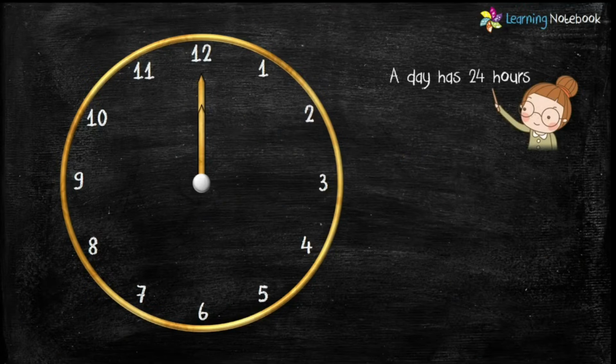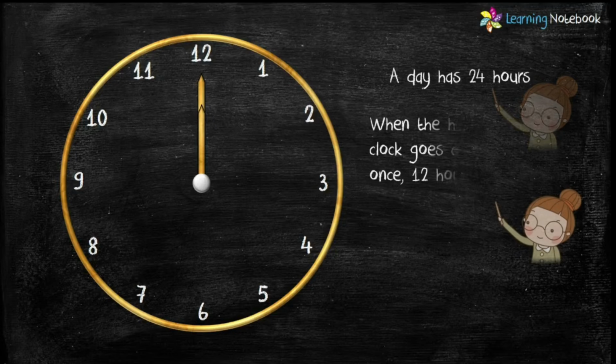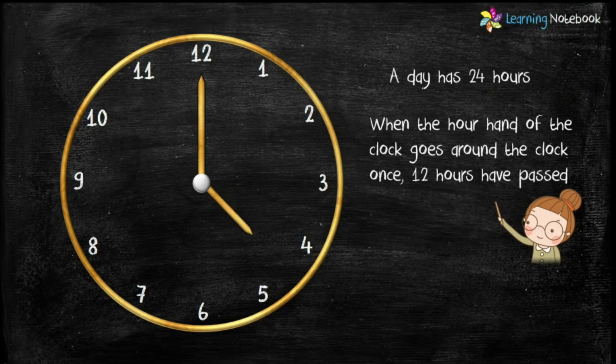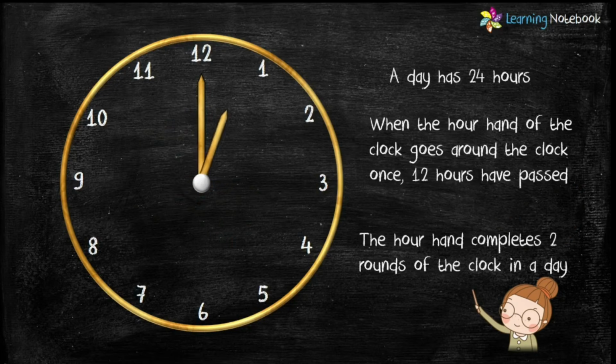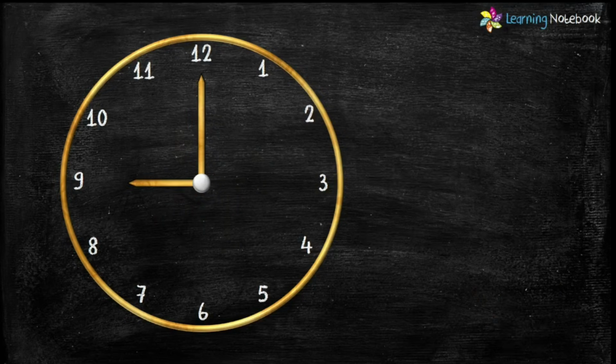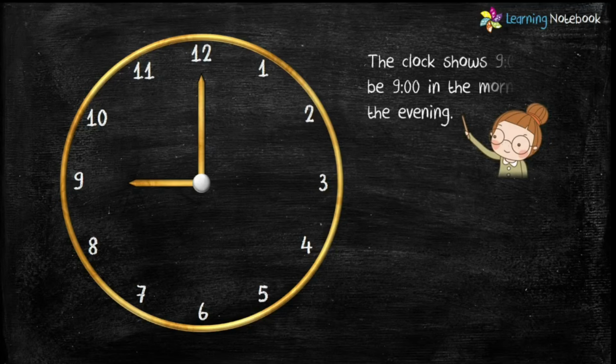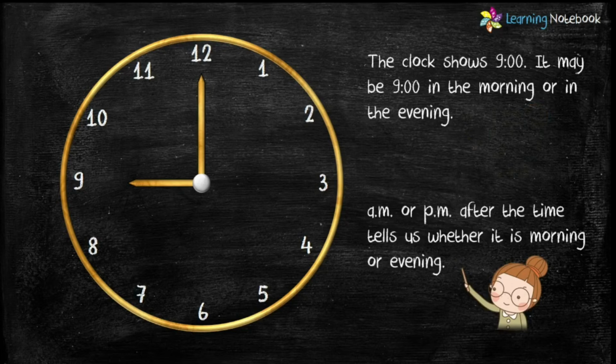Students, as you know, a day has 24 hours. When the hour hand of the clock, which is the shorthand, goes around the clock once, 12 hours have passed. The hour hand completes 2 rounds of the clock in one day. This clock is showing 9 o'clock. It may be 9 in the morning or 9 in the evening. So, AM or PM after the time tells us whether it is morning or evening.